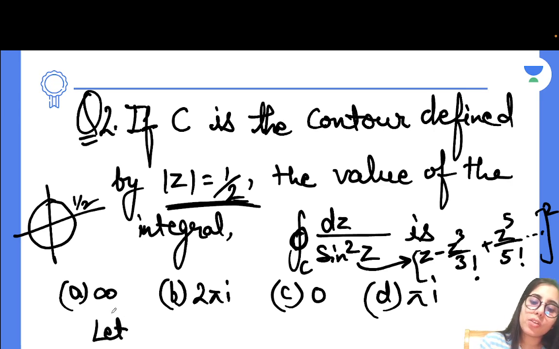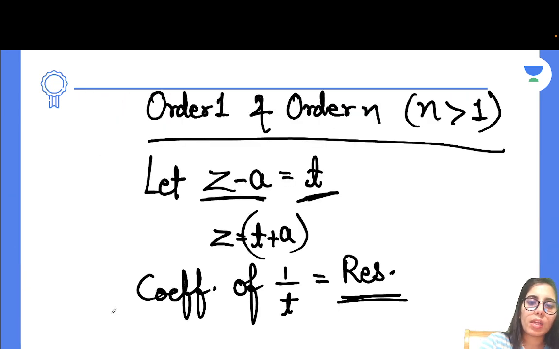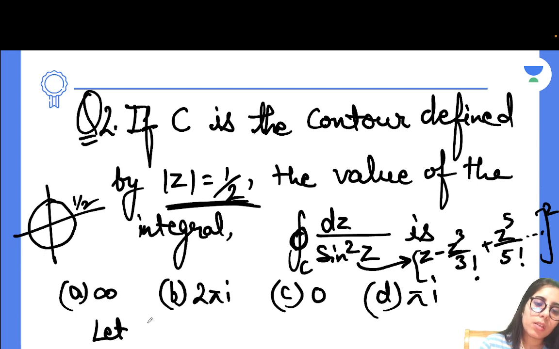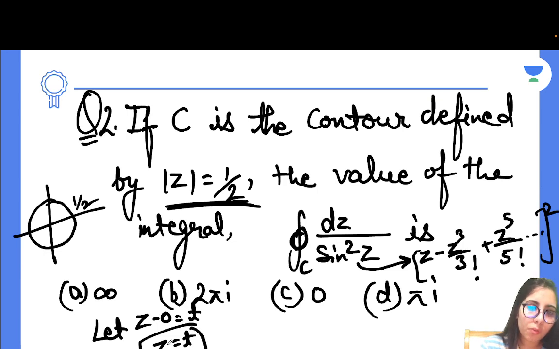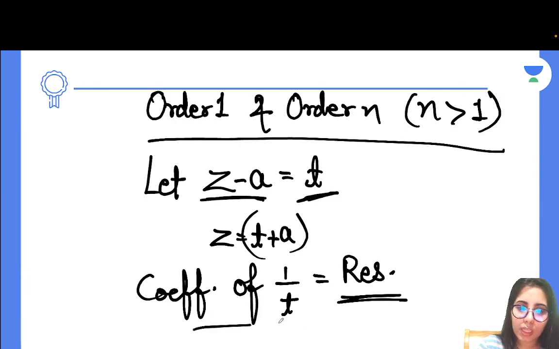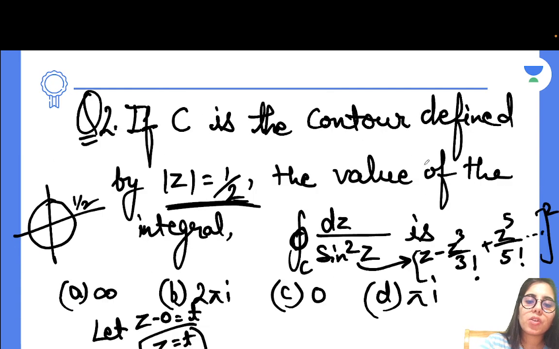In this situation, when z equal to 0 is the pole, if you assume the last residue formula I have explained to you, which is this one, so let z minus 0 equal to t, which gives you z equal to t, right? In this case, the coefficient of 1 upon t is the residue. Look at this. In this case, you will not be able to get the coefficient of 1 upon t.